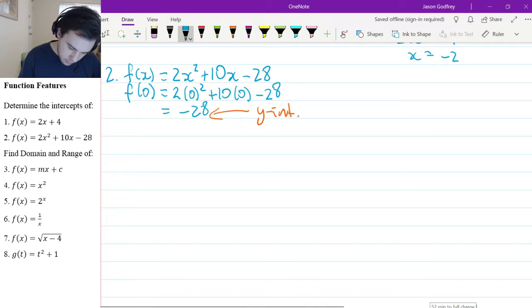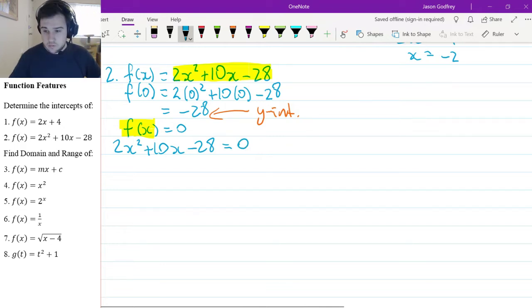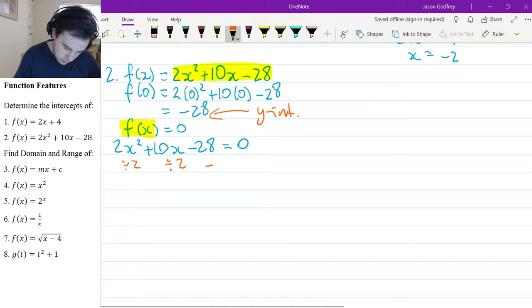Okay, and then where are the x-intercepts? Well, they are when the function equals 0. So we'll write f of x equals 0, and then f of x here we can replace with our function here in yellow. So our function is, when does 2x squared plus 10x minus 28 equal 0, and now we'll solve this equation. So you might notice that they're all even, so we can divide throughout by 2 to simplify this a bit.